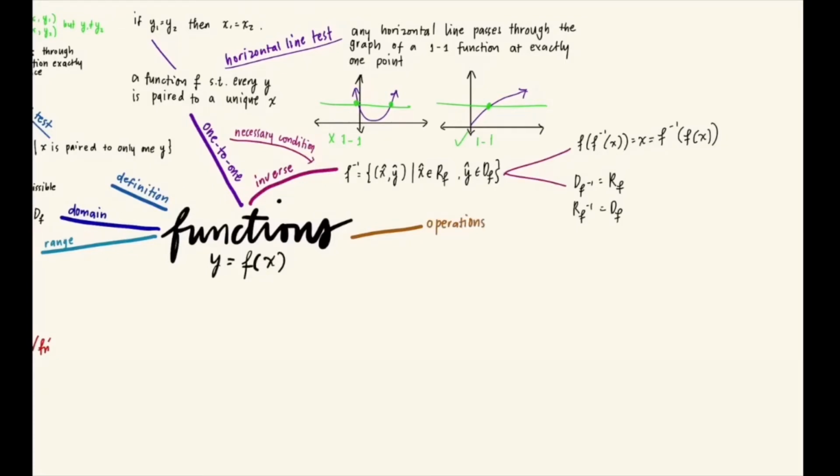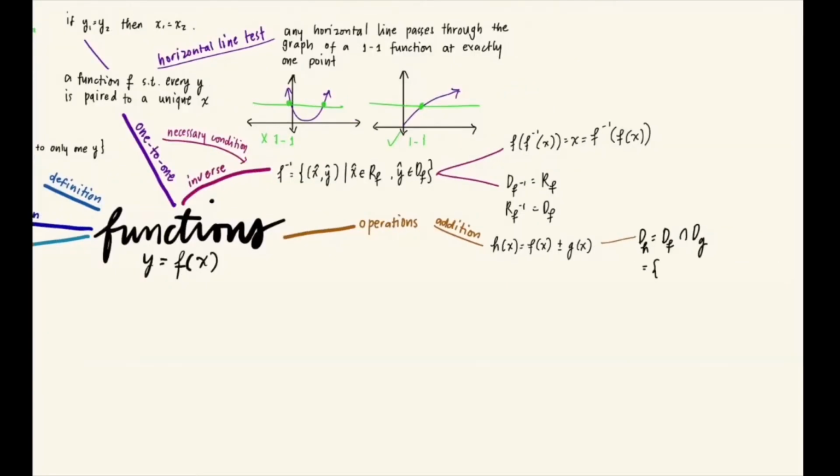Now, we can also treat functions like numbers, so we can do operations on them. So the addition of functions; again, subtraction is just addition. If you have h of x equal to f of x plus or minus g of x, you simply add the functions. The domain would just be the set of all numbers in the domain of f and in the domain of g. So that is the intersection of the two sets.